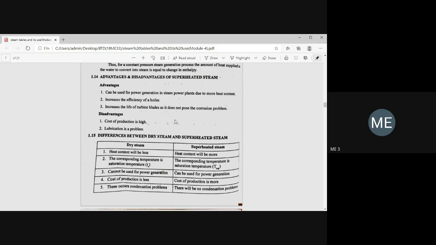Okay, as heat increases, it increases the efficiency of the boiler, and efficiency of the device. It increases the life of turbine blades as it does not contain water particles and hence avoids the corrosion problem. Because of the supply of superheated steam, it increases the life of turbine blades as it does not pose the corrosion problem. Okay, and on the other hand, we also have disadvantages. The cost of production is high. Lubrication is a problem in case of superheated steam.